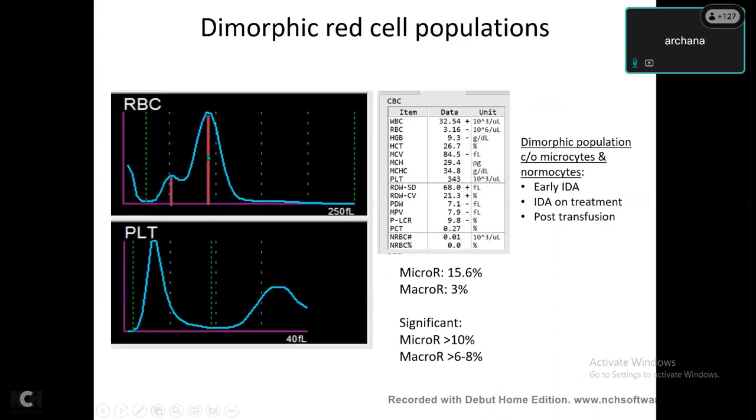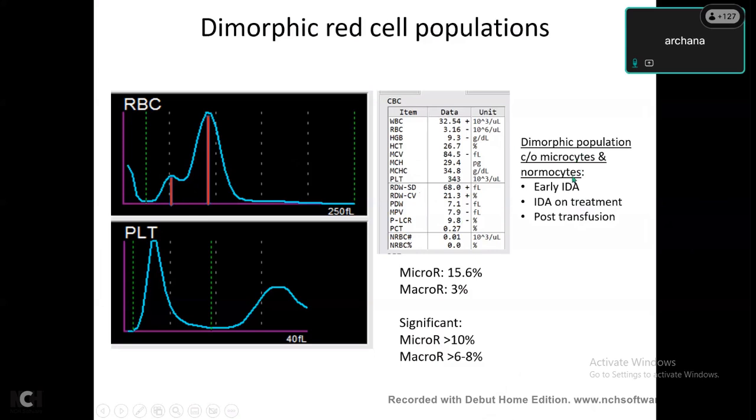Because if you see, in these two waves of the RBC histogram, there is a smaller wave. And if you look at the mean volume of this wave, suppose it is 65, you know that you're dealing with a small population of microcytes, along with a big population where, suppose the cell volume is somewhere close to 85 to 90 femtoliters, so you know you're dealing with a dominant normocytic population with a smaller microcytic population. So this helps you identify which two populations you're going to be finding in this dimorphic picture. As you can see, the RDW is very high, obviously.